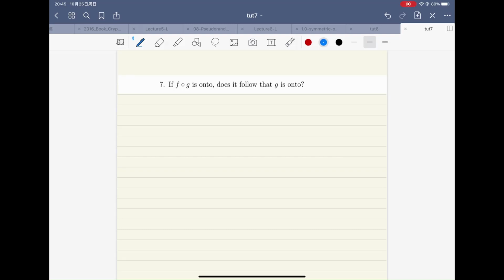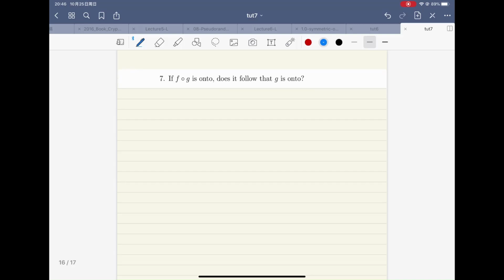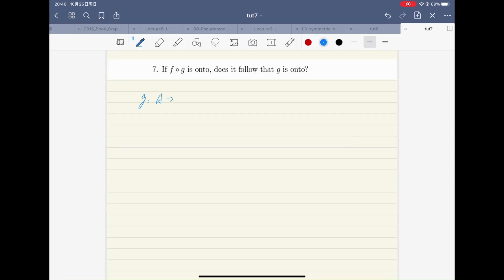Question 7. It asks: if the composition function f circle g is onto, does it follow that g is onto? So suppose that we have a function g that maps from A to B, and we have a function f that maps from B to C. Then we have the composition function f composite g that maps from A to C. And it says the composition function f circle g is onto.